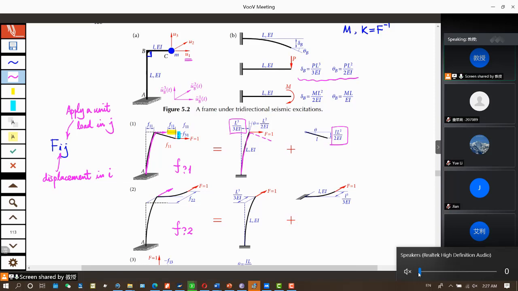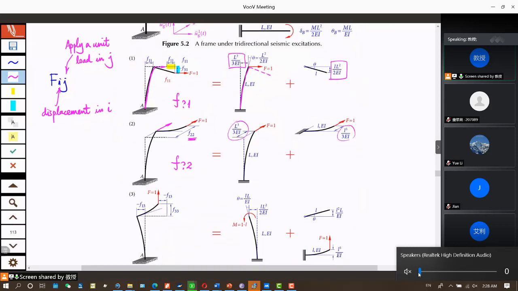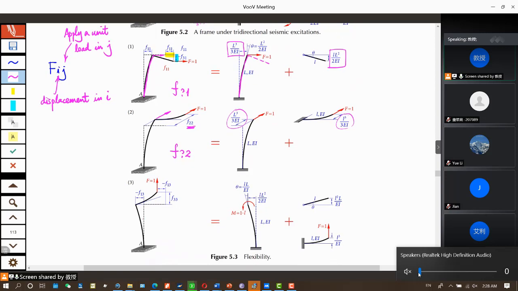Similarly, we apply a unit force in direction 3 and find the deflection. Now due to this force, it gives us a moment for AB. So now AB is under moment. The moment arm is L. So that's 1 times L. Oh, okay, I have it here. M is 1 times L. So we have this case. We have a moment at the end. We find the deflection and the rotation.